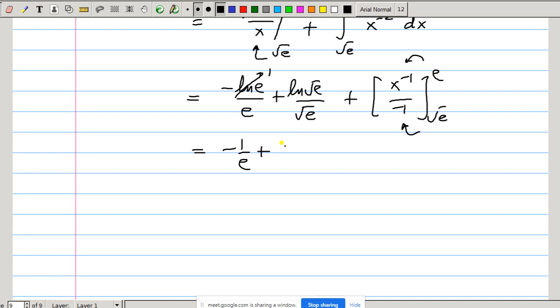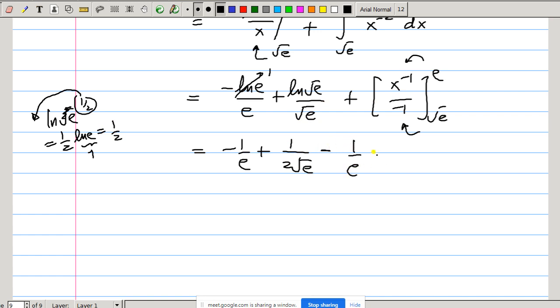Log of square root of e can be written as 1 by 2 log of e. Why? Because this power is 1 by 2, right? So I can bring the power down. This is the property of logarithm. And log of e is 1, so I can write 1 by 2 here. So this will become 1 by 2 square root of e. And if you put e here, minus 1 by e, it will become minus 1 by e and plus 1 over square root of e. This is what you got.